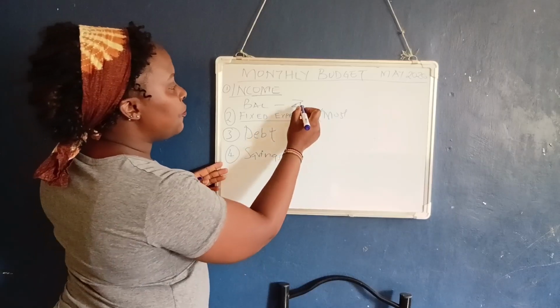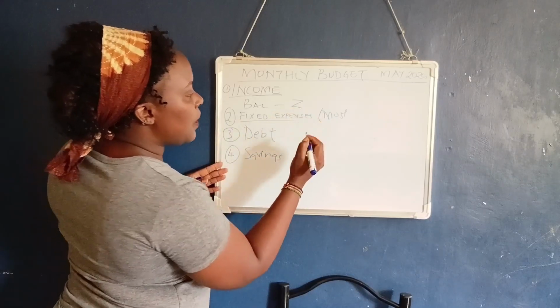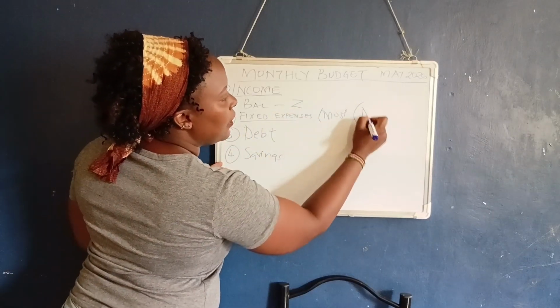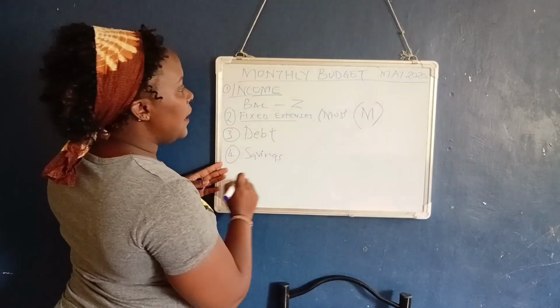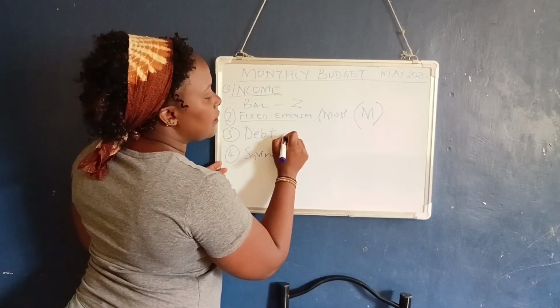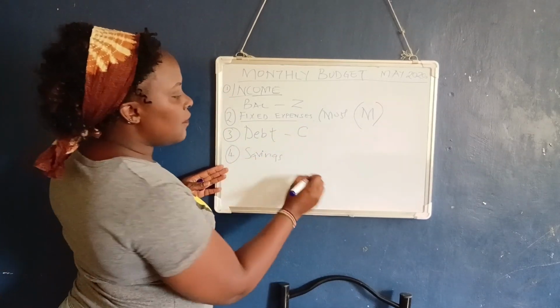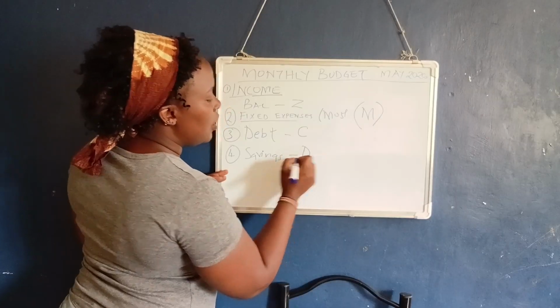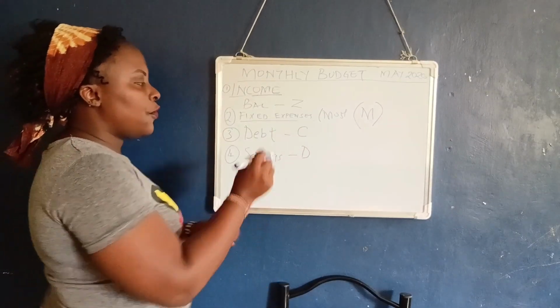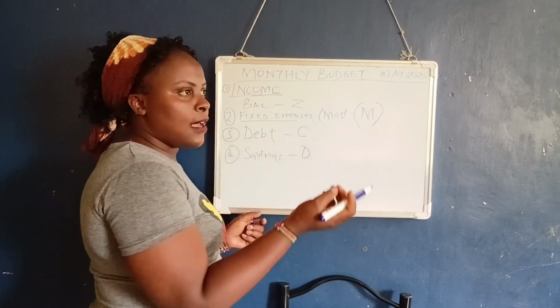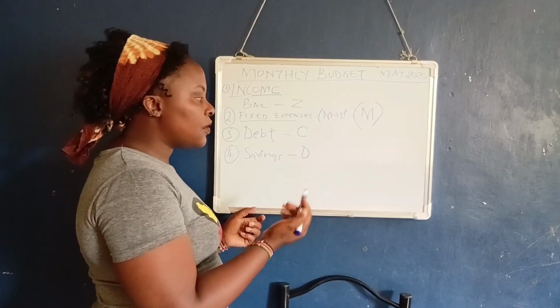And then our fixed expenses came at M. Let me just give an example. And then our debt is at C. And then our savings are totaling at D. You have made a total of each. So for the debt, you can use the avalanche method or the snowball method to pay.